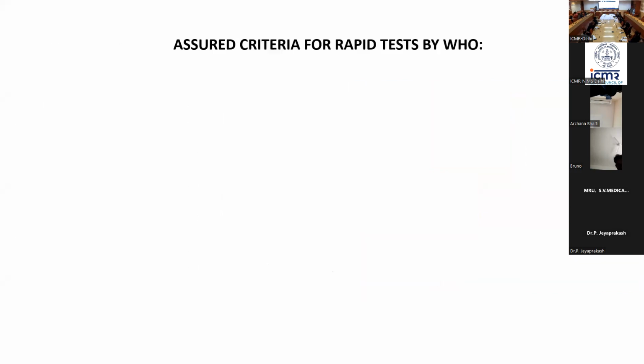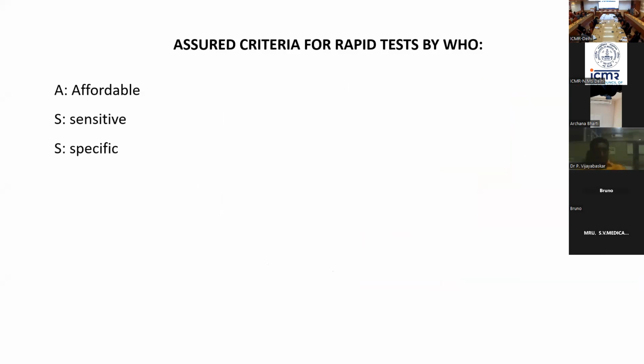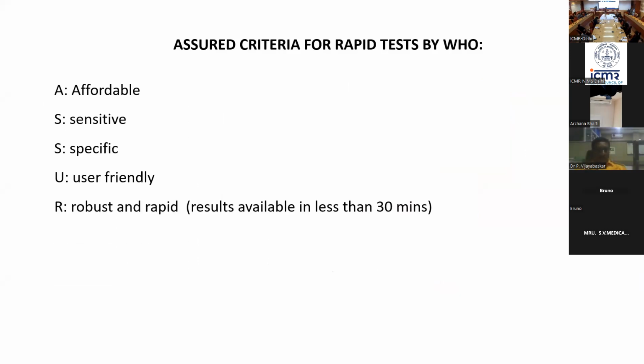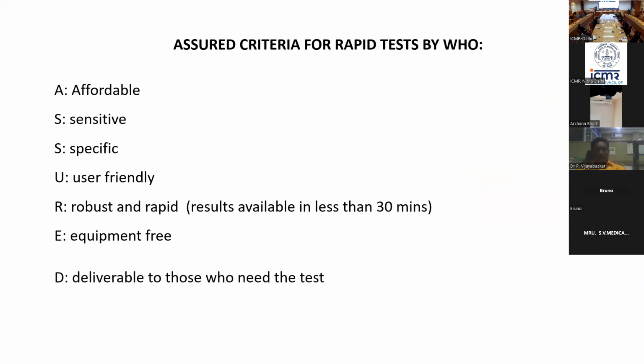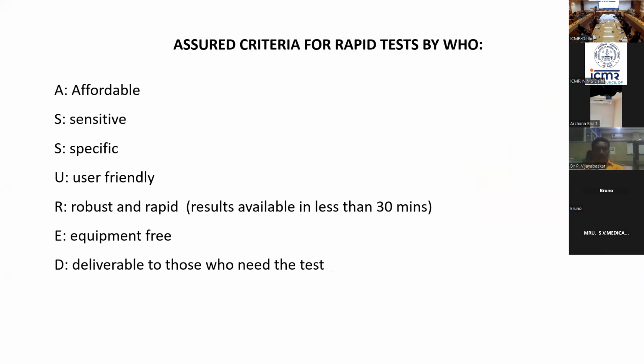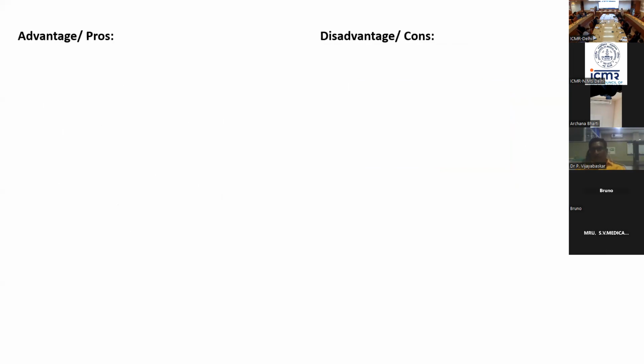So WHO came with a fantastic ASSURED criteria. If you are developing a point of care test, you should see that it falls in this criteria. So A for affordable, S for sensitive, S for specific, U for user-friendly, R for robust and rapid. That is, the test result should be available at least within 30 minutes. E, equipment-free, and D, deliverable to those who need the test. So this is one point you should keep in mind when you're developing.